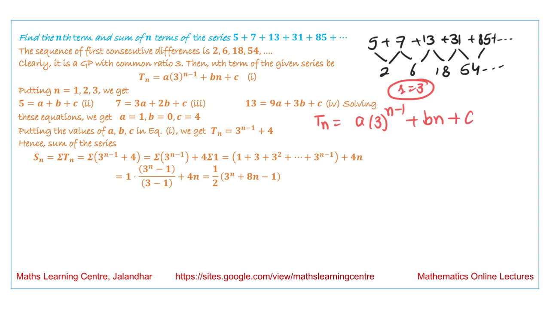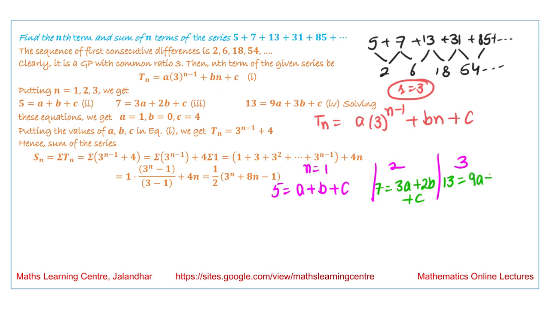Now we substitute n equal to 1, then n equal to 2 and n equal to 3. So we obtain 5 equal to a plus b plus c. In the second case, substituting n equal to 2, we obtain 7 equal to 3a plus 2b plus c. And when we substitute n equal to 3, we obtain 13 equal to 9a plus 3b plus c.